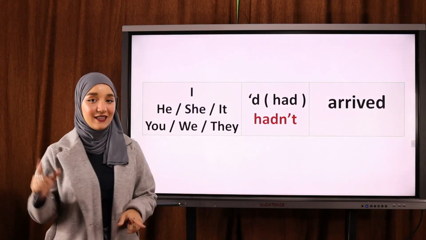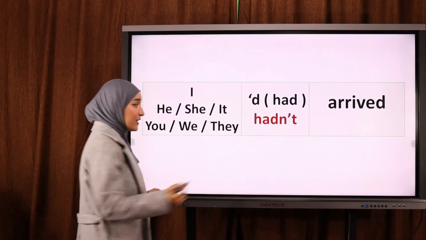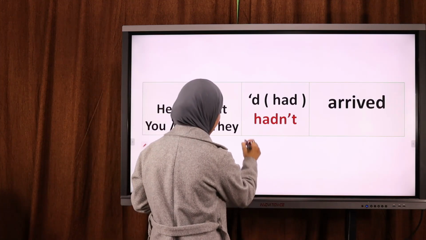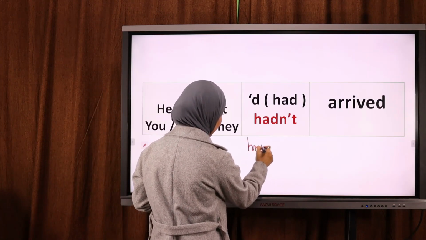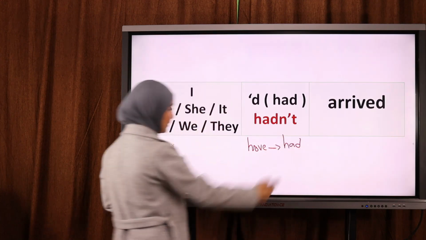Now, let's take a look at the conjugation. How we conjugate verbs in the past perfect. Again, we are dealing with have. I told you that we are dealing with the auxiliary have. So have in the past is had, okay?